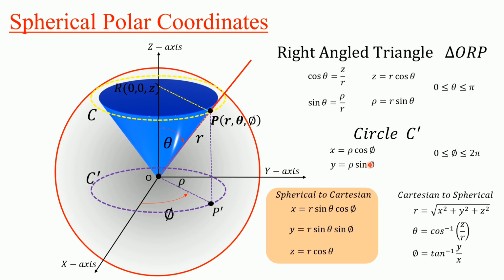It is from these two equations, x is equal to rho cos phi and y is equal to rho sin phi, that phi is equal to tan inverse of y by x. So from Cartesian we can find spherical coordinates. These are the relations between spherical polar and Cartesian coordinates.